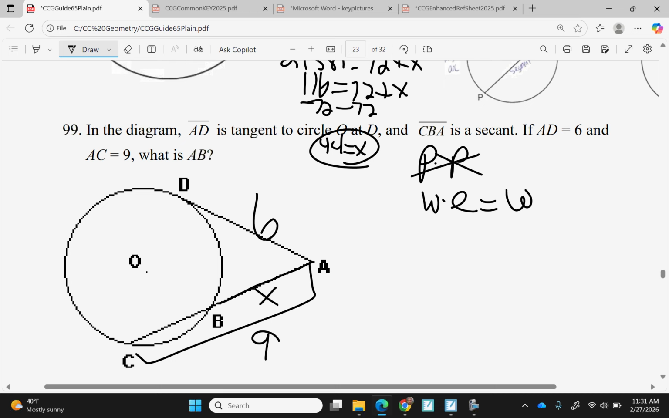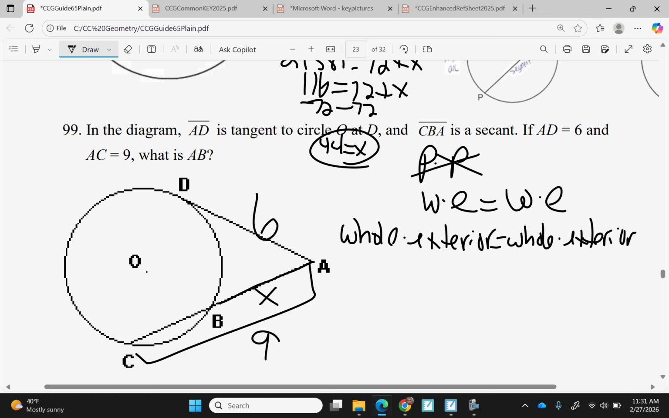If you don't know what WE stands for, you're not going to get this correct. It's whole times exterior equals whole times exterior. So it's going to be the whole times the exterior for the pink. The whole thing is 6. The exterior piece is 6. When I have a tangent, the whole and the exterior is the same thing.